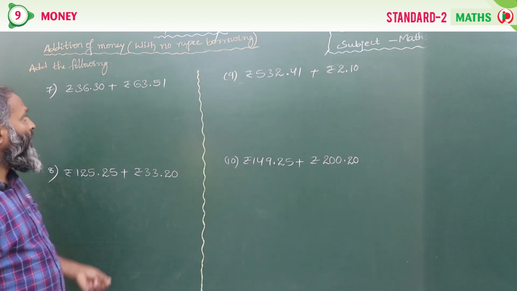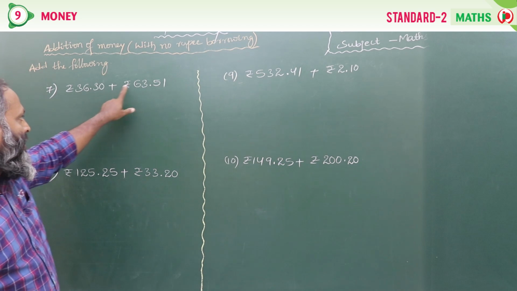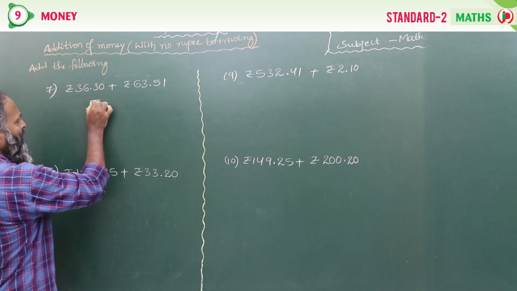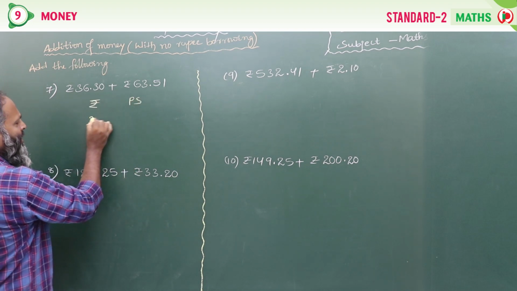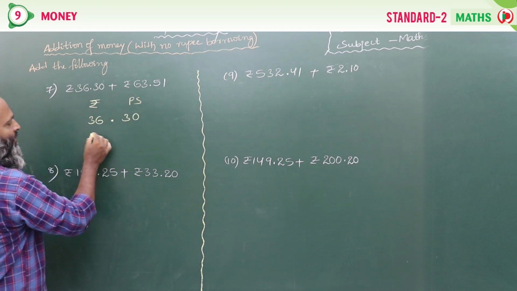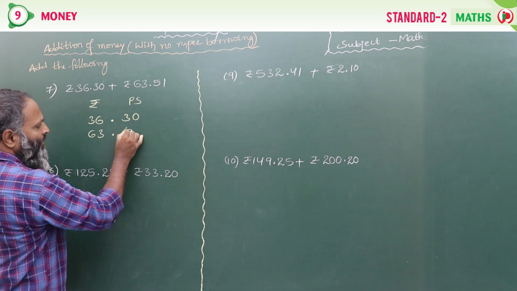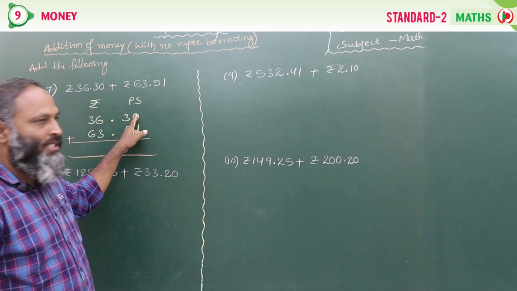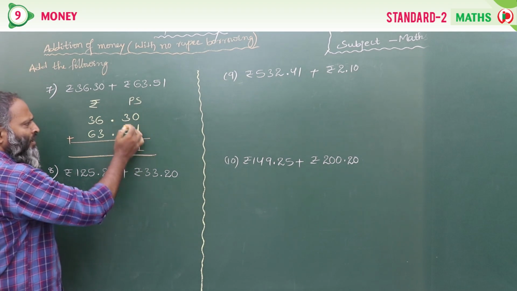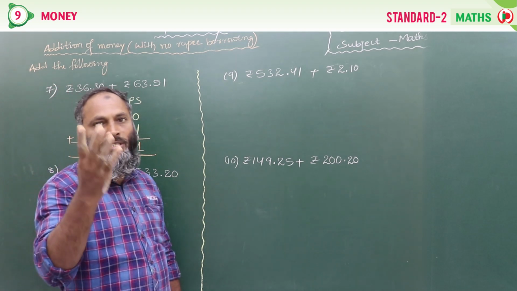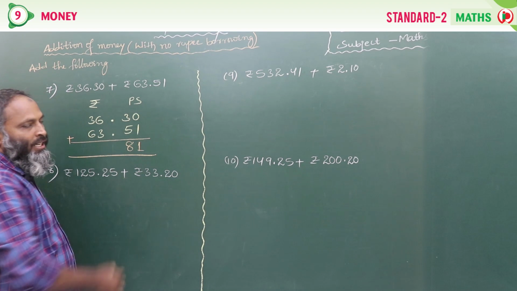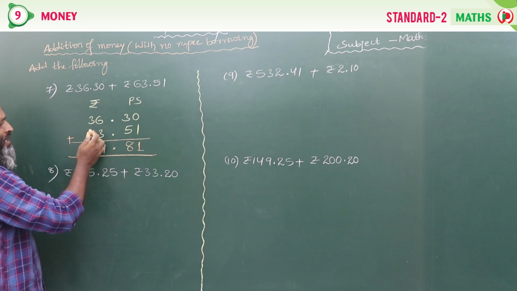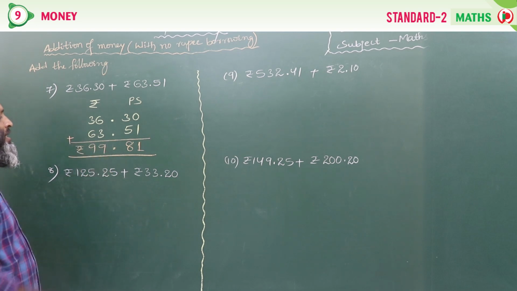Okay. Now the next question, 36 rupees 30 paisa plus 63 rupees 51 paisa. First we should take rupees first, and paisa here. Here 36 rupees, after the decimal and 30 paisa. And after that 63 in rupees place and 51 in paisa place. Now add the extreme right digit in paisa, that is 0 and 1. 0 plus 1 is 1. 3 plus 5 is 8, so 81 paisa. Then after the decimal point, 6 and 3, 6, 7, 8, 9. So it is 99 rupees 81 paisa.